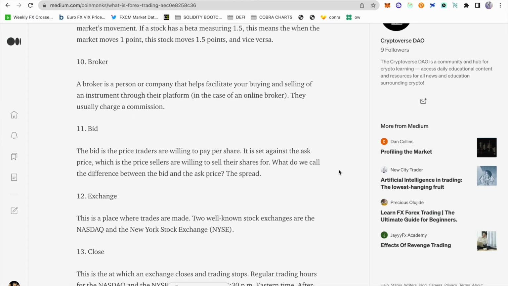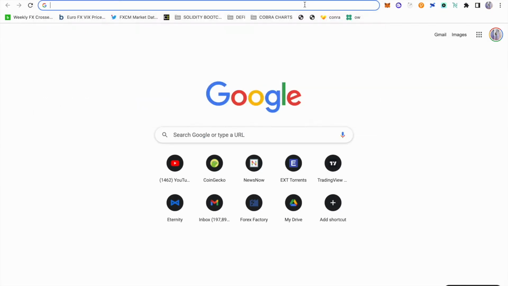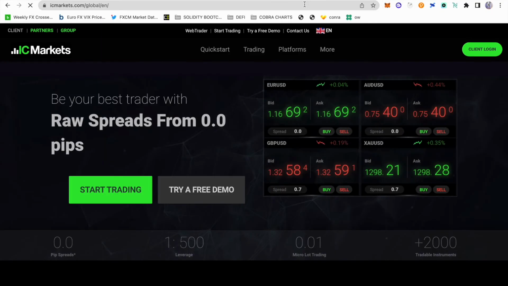What's a broker? What's IC Markets? What are these brokers, right, that we use to trade these financial markets? A broker is a person or a company that helps facilitate your buying and selling of an instrument through their platform. In the case of an online broker, they usually charge a commission. So something like IC Markets is something that we use a lot in our groups.